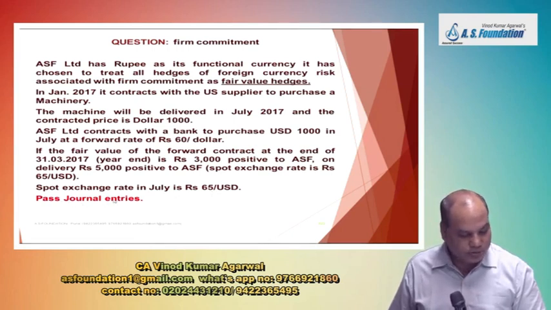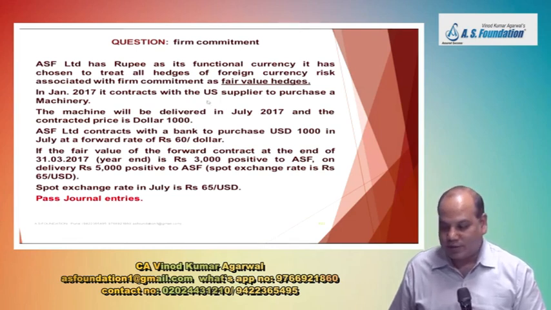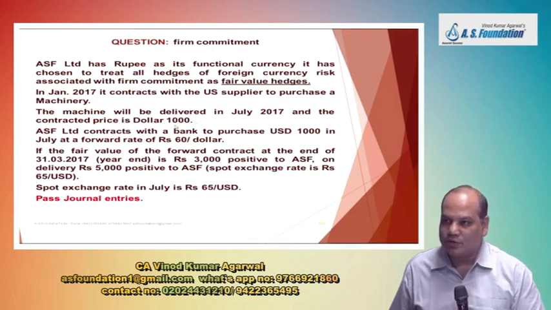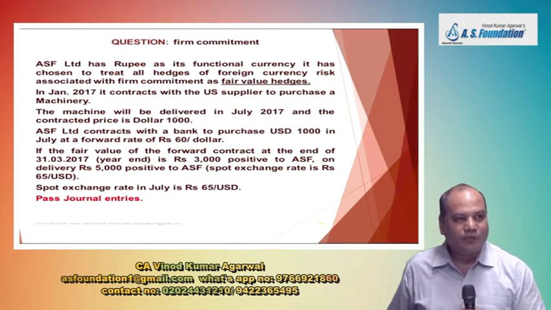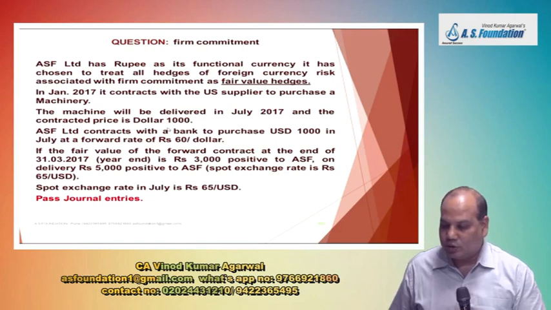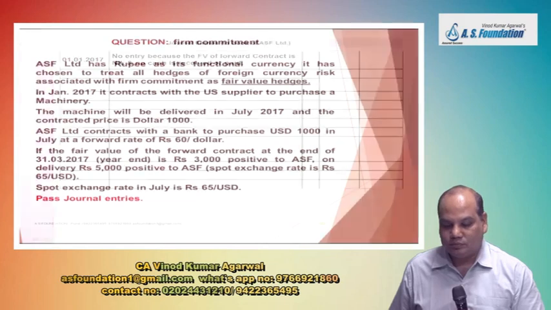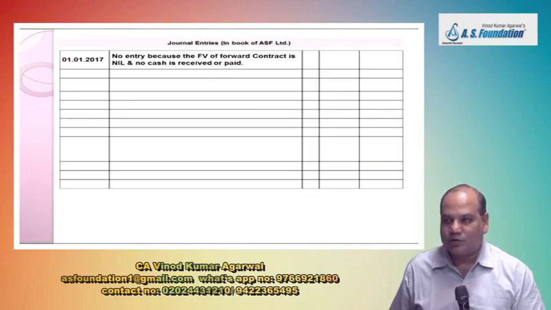Calculate past journal entries. So you have two contracts in this problem. One is a firm contract to buy a machinery for $1,000, and one is a forward contract to buy $1,000. The forward contract will be net settled. Is it right? So what is the first entry you will pass on 1st January 2017? 1st January 2017, no entry.